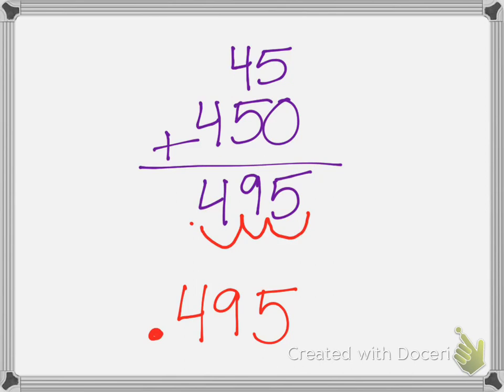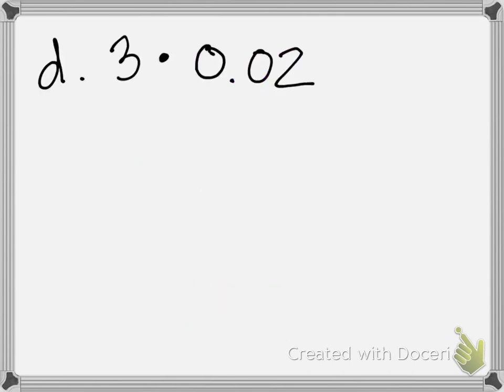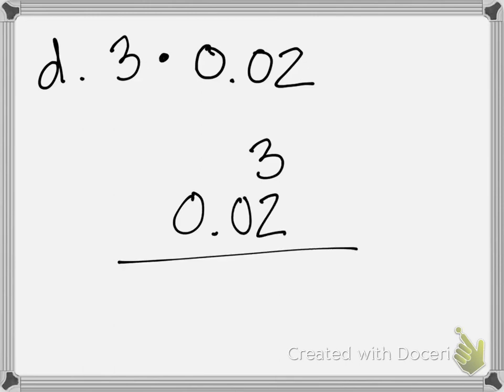Excellent. We're going to look over D really quick. I'm just going to do it for you because it's that easy. Here, I'm going to put the 3. Here, I've got the 0.02. I put the 0.02 on the bottom because it doesn't matter. We move it over 2 times. Then, what's 2 times 3? 6. That's all I need to do.